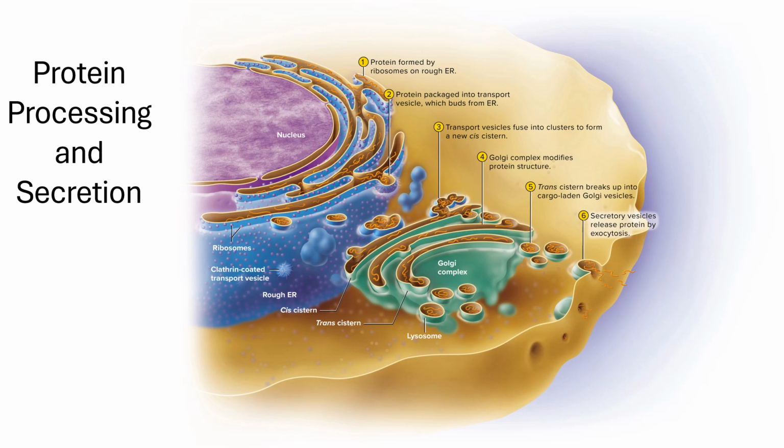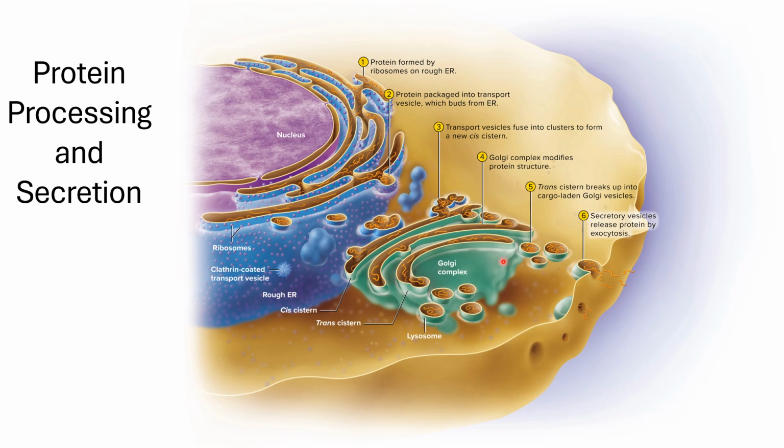The ribosomes are found attached to the endoplasmic reticulum, and this gives the endoplasmic reticulum a rough surface, and that's why it's called the rough endoplasmic reticulum. So the ribosomes which are attached to the endoplasmic reticulum are instrumental in protein formation. So proteins are formed in the ribosomes, and they are packaged into transport vesicles. These proteins reach the Golgi complex.